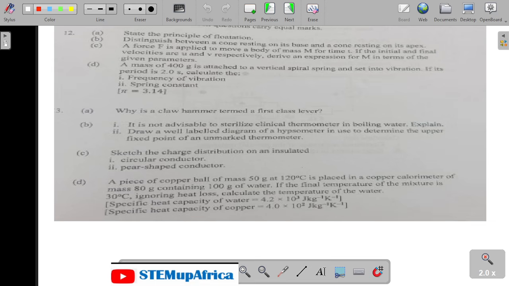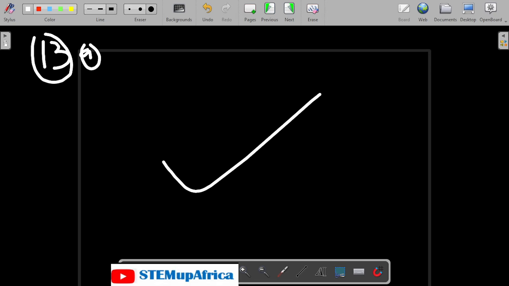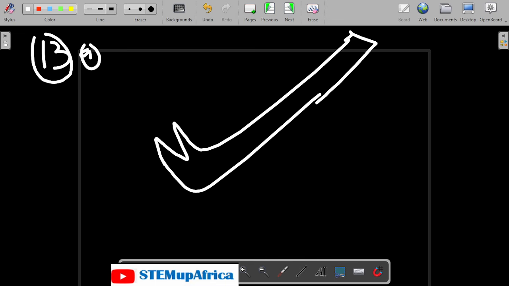So let's look at question 13. Question 13A says: why is a claw hammer termed a first class lever? We know a claw hammer is something like this. You use it to remove nails from wood. This is a nail, so here will be fixed.